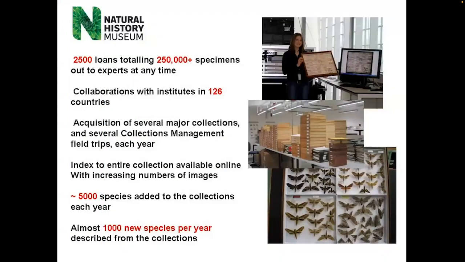So yeah, we have a lot of material going out on loan, about 2,500 loans going out in an average year, and a global collaboration. We have acquisitions of new collections, and we're trying to get as much of this as possible available online through digitization. About 1,000 new species are added to the collections or described from the collections every year.